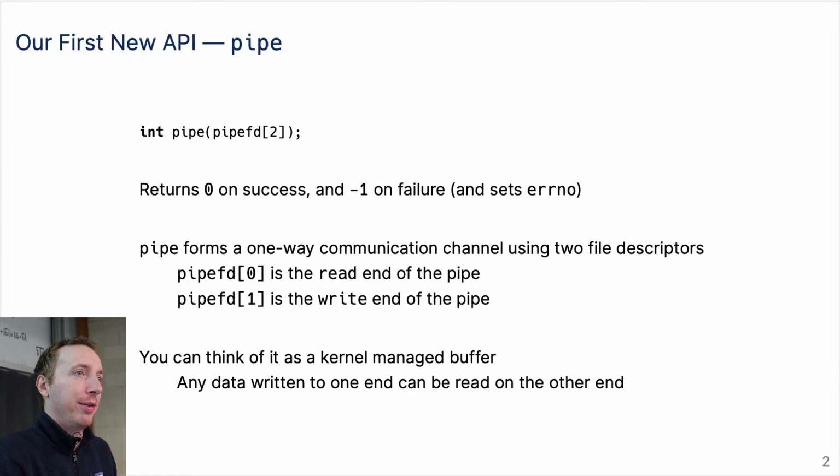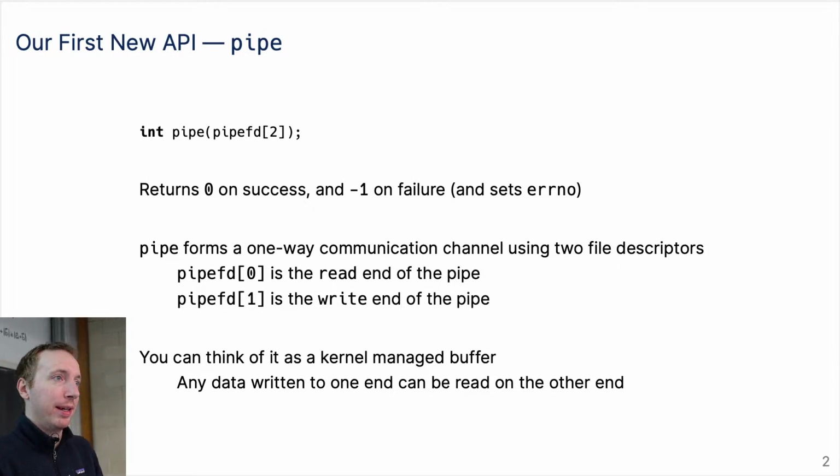So I'll introduce some APIs that we're going to be using today. The first one is called pipe. So the first one is called pipe, and it takes as an argument, oh, sorry, I missed the int there. It takes an array of two ints that fills in a file descriptor, and it's a C function, so it returns 0 on success, -1 on failure, and sets errno.